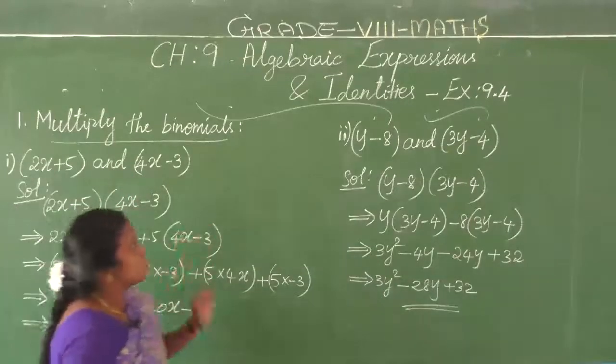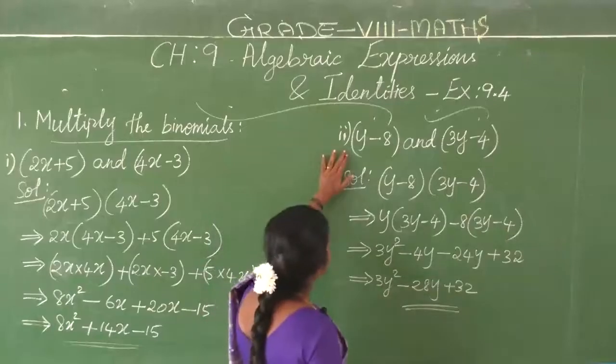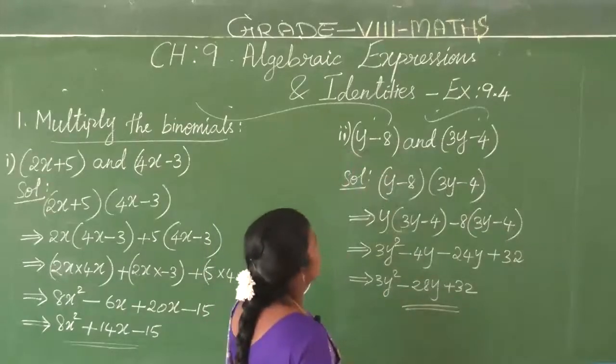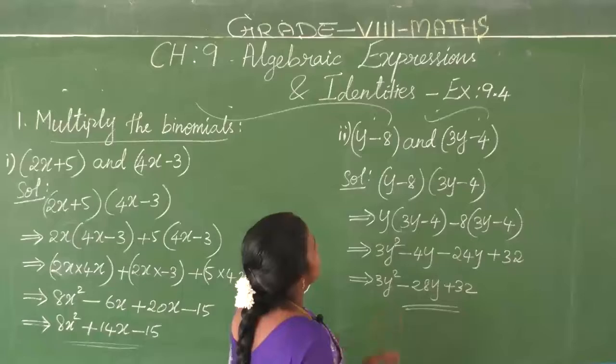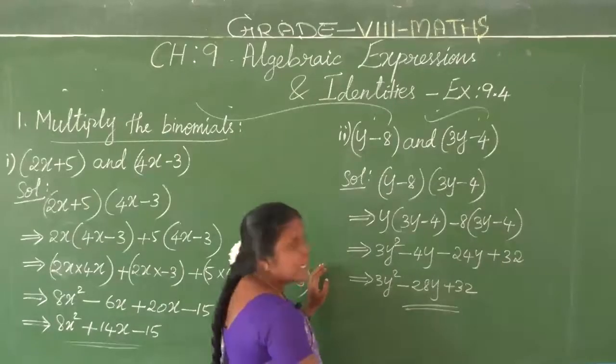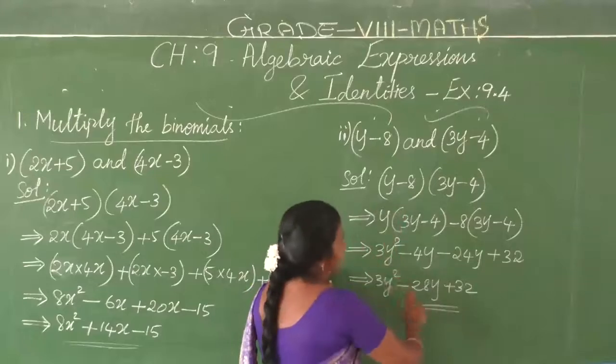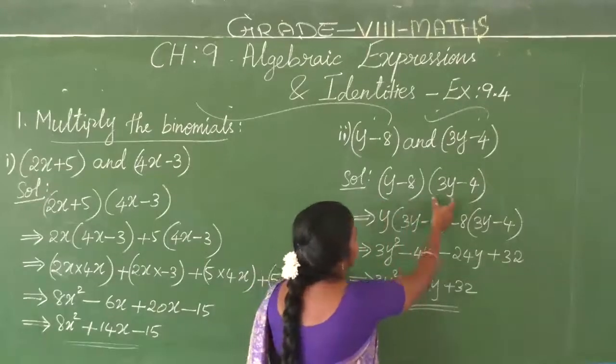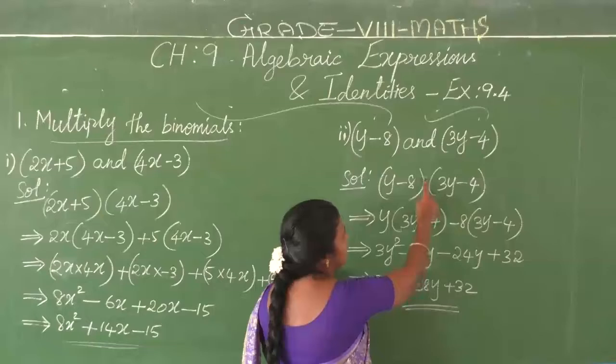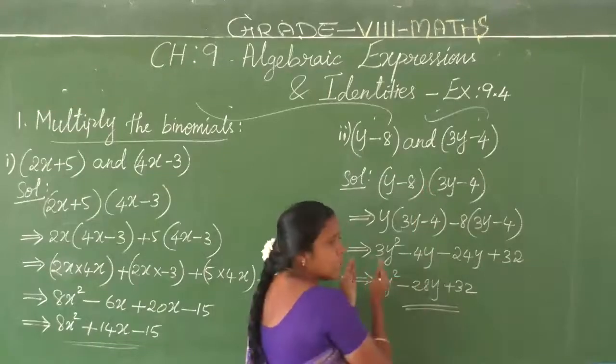Understood? Second question, come to here. y minus 8 and 3y minus 4. Multiply the two binomials y minus 8 and 3y minus 4. What comes? The same procedure. y minus 8 into 3y minus 4. Again I am telling, there is no sign between the two binomials.